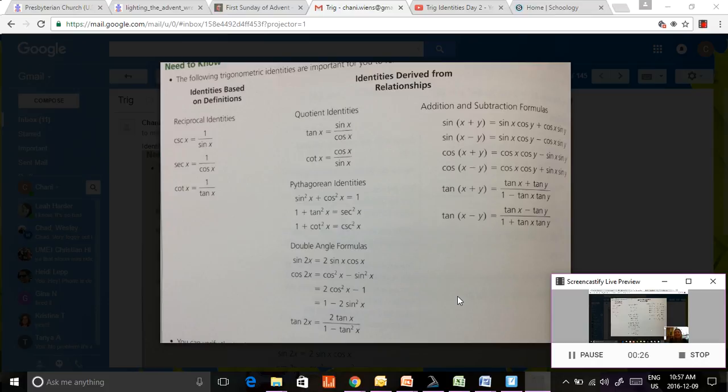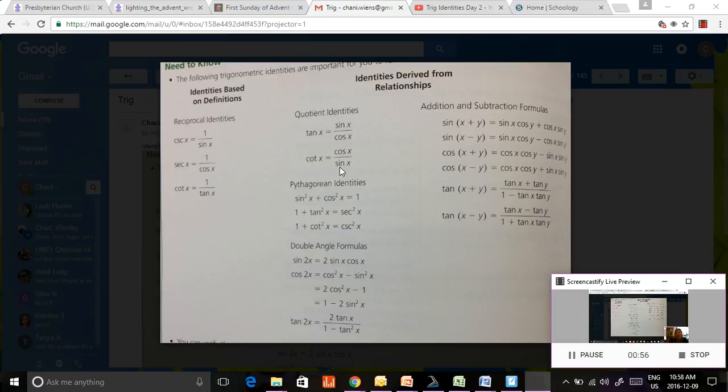Isn't that exciting? Just remember from last year that we learned the reciprocal identities: cosecant, secant, and cotangent can be replaced with those things. Tan x is, again, always useful. Anytime you see tan, you want to replace it with sine over cos. So it would make sense that anytime you see cotangent, it would be cos over sine, since it's the reciprocal identity.